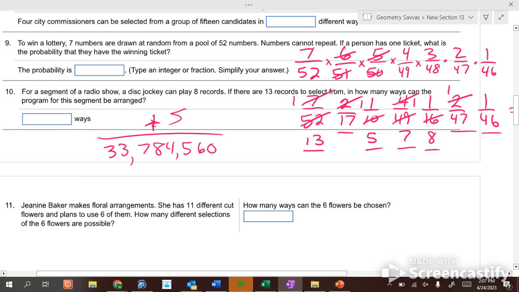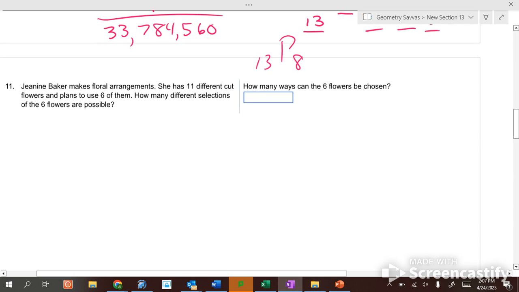All right, for a segment on a radio show, a disc jockey can play 8 records. There's 13 records to choose from. So that'd be 13 permutation 8. All right. Choosing flowers to put in a bouquet. Does the order matter? Just throwing flowers in doesn't, if they're just putting them in wherever, that would be a combination. So, oops. Bigger number always goes first. 11 combination 6.